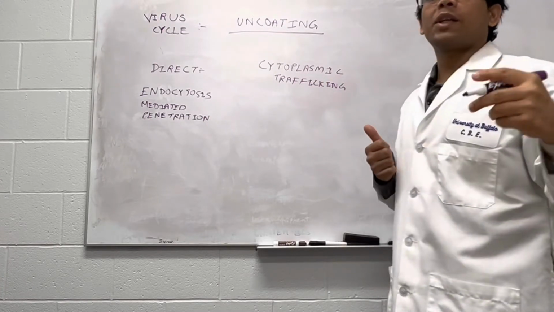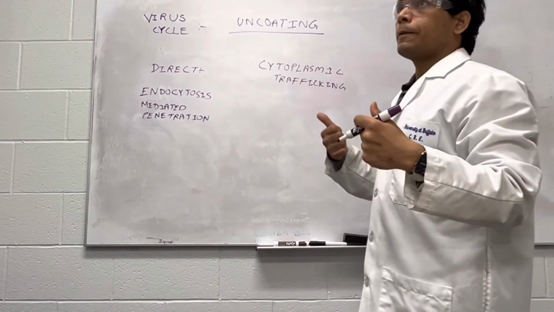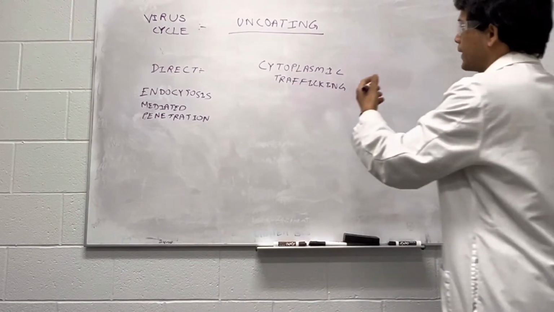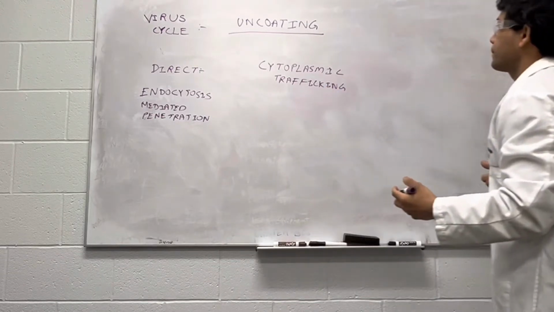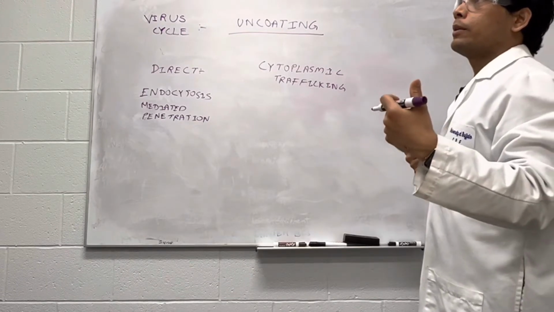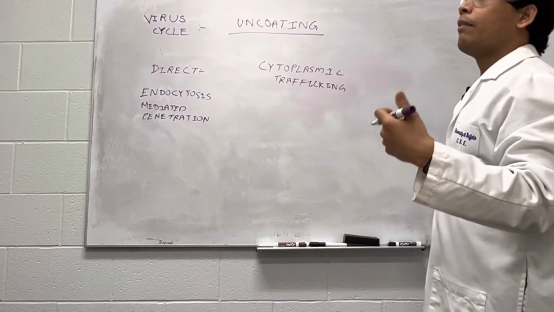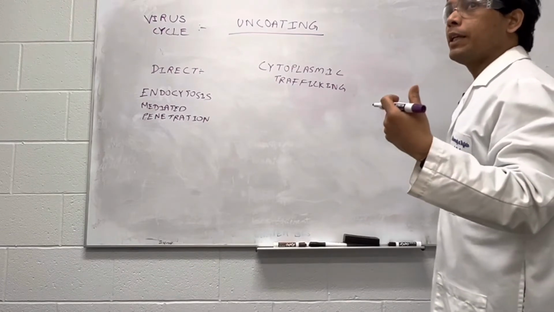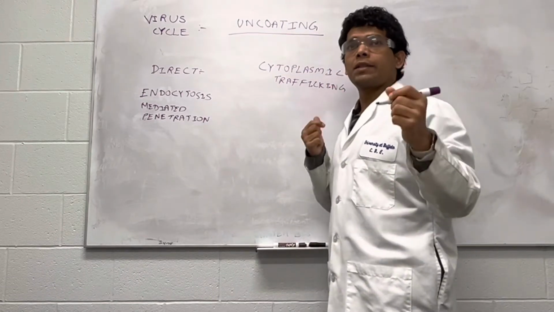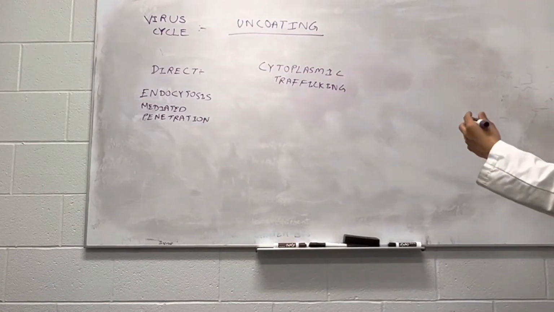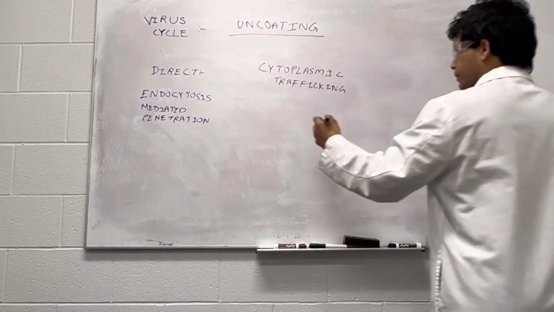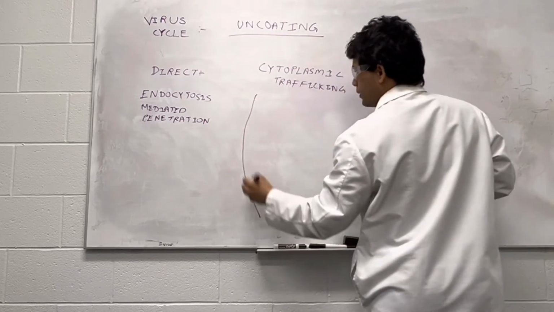So what is cytoplasmic trafficking? When the genetic material of the virus is replicated and expressed in the cytoplasm, then the virus needs to be exposed, or available to the cell machinery in the cytoplasm. This usually occurs in the case of RNA, as RNA is translated most of the time in the cytoplasm. So let us consider an example.